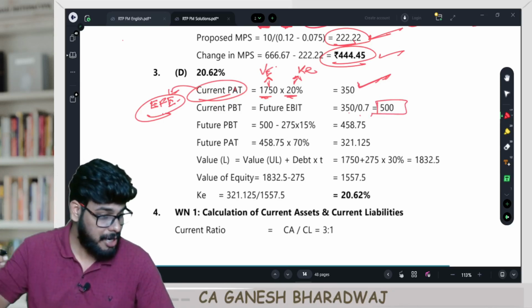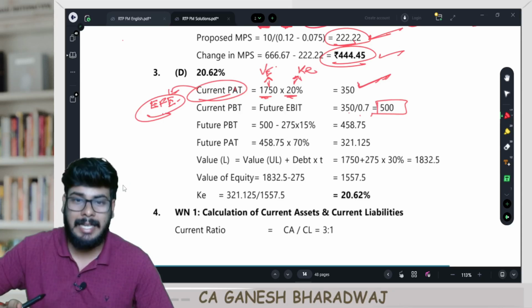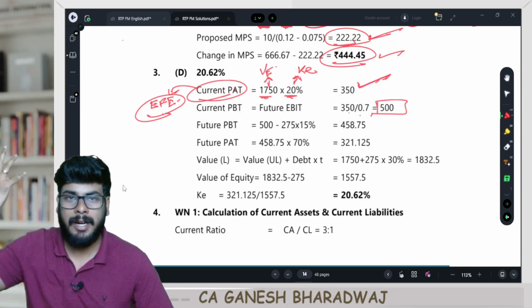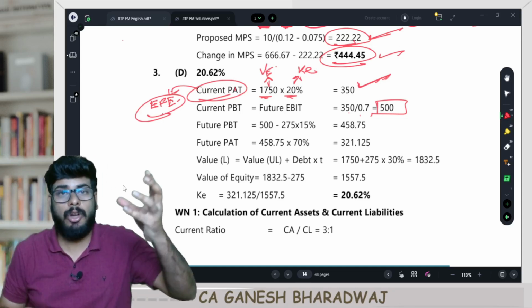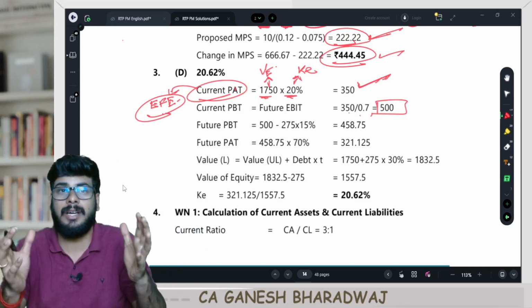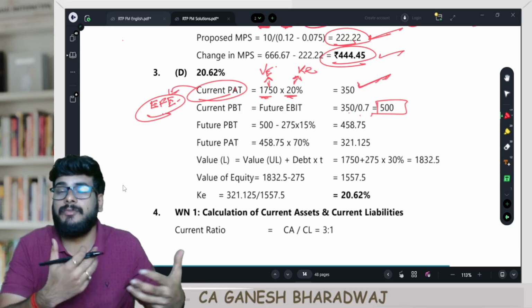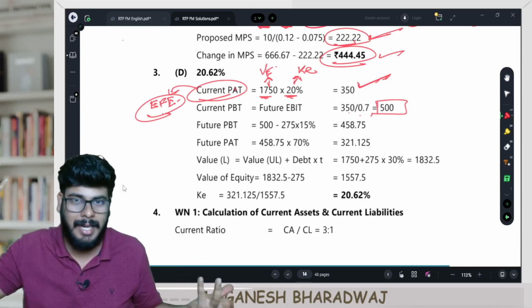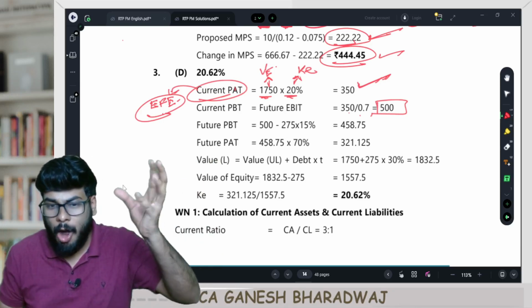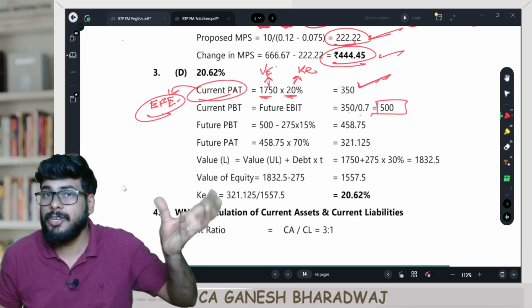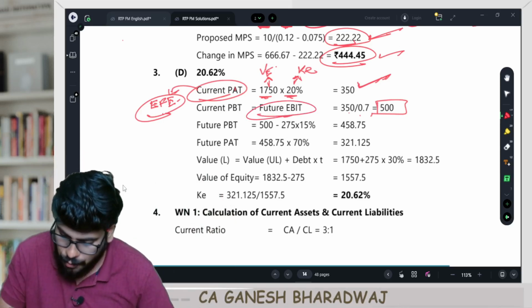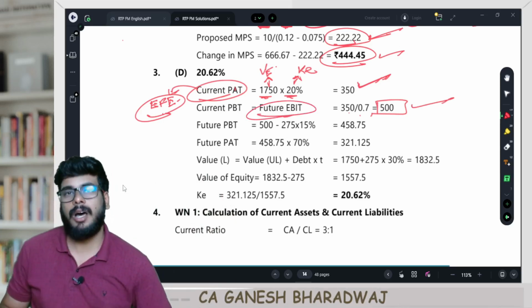Now they have mentioned in the question, the current EBIT is also going to be equal to my future EBIT. And obviously you all know that EBIT is a figure that will not change when your capital structure is changing, because that is actually operating profit. EBIT is nothing but operating profit. Operating profit will not change when your sources of funding are changing. So that is also same as your future EBIT. They have got this figure. Are you clear with it?